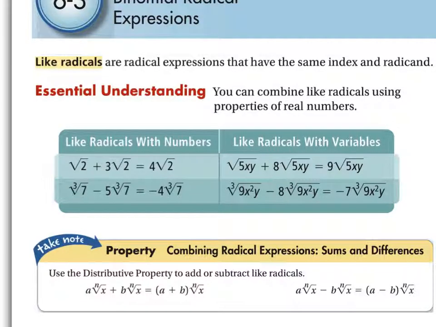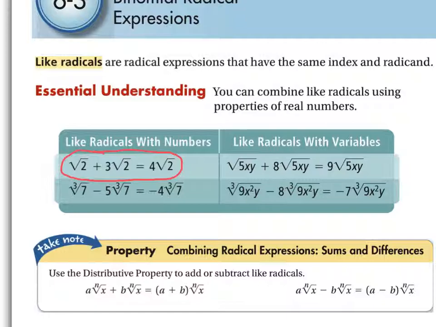Okay, so in section 6.3, we're dealing with like radicals. Like radicals have the same index and the same radicand. For example, if we look at a real simple one here, I have a square root of 2 and then a 3 square root of 2. The radicals are the same index. The radicands are the same, both 2.